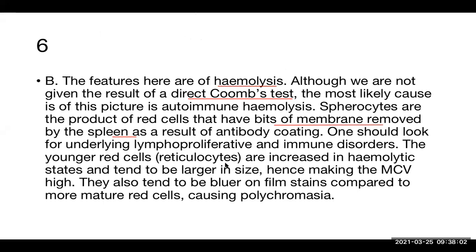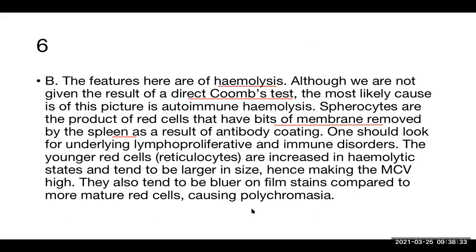The younger red cells, which are reticulocytes, are increased in hemolytic anemia and tend to be larger in size, hence making the MCV a bit high. So don't get confused. Not all high MCV is either B12 deficiency or folic acid deficiency. Okay, in that condition, probably they are a bit higher, like 120, 125 femtoliter. 115 means much higher than 100. A little bit towards 100 may be present in a hemolytic state as well.